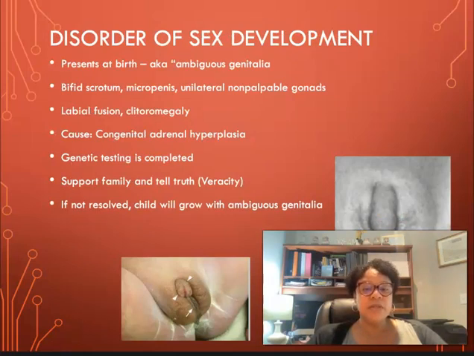So, disorders of sexual development. This is really interesting. Now, I want to let you know that it looks like my picture is covering it a little bit. You can move my picture around so you can see things.